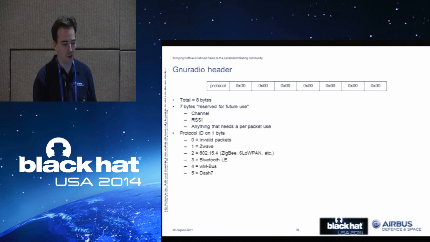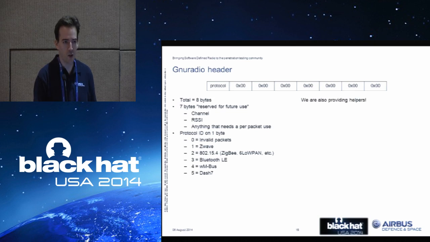We have defined several protocols right now. Zero is for invalid packets, most of the time invalid CRC. It's still useful when you develop things, to just grab those packets. You have Z-Wave. You have 802.15.4, which is the lower layer for Zigbee and 6LoWPAN, etc. You have Bluetooth Low Energy, WMBus, and DASH7. And you still have a lot of room for other protocols.